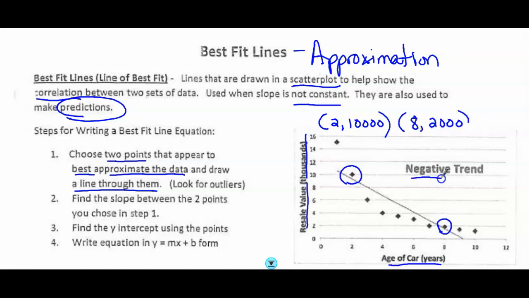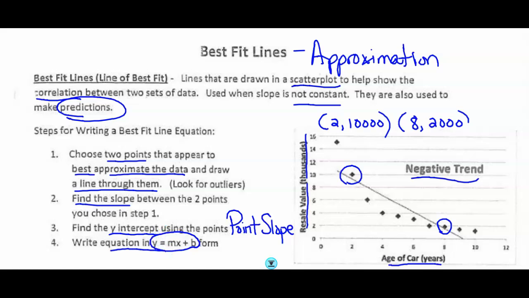Now notice it says there's a negative trend here because when you buy a car, the value of it decreases. Now we know there's antique cars that are worth a lot, but on average, the car decreases in value. After we do that, we're going to find the slope between the 2 points, which I'll show you in a minute, so you have to do some manual work. You're going to find the y-intercept using the points, so you're probably going to have to use point slope form. We just learned that the past month. And you're going to write an equation in y equals mx plus b form.